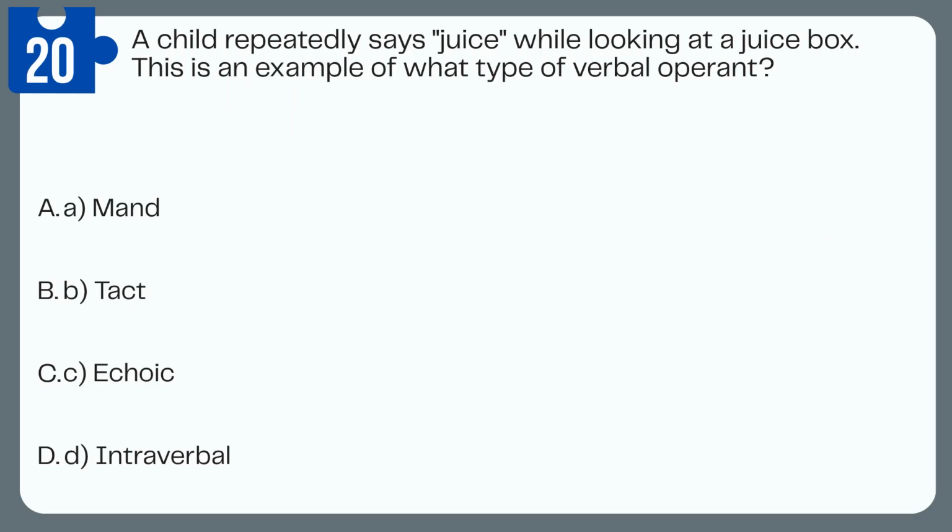Question 20. A child repeatedly says "juice" while looking at a juice box. This is an example of what type of verbal operant? A. Mand. B. Tact. C. Echoic. D. Intraverbal.